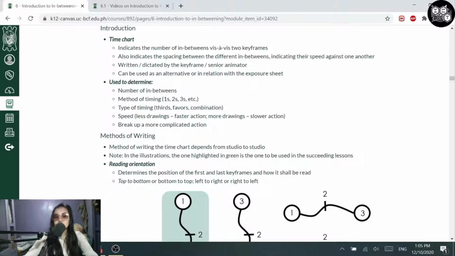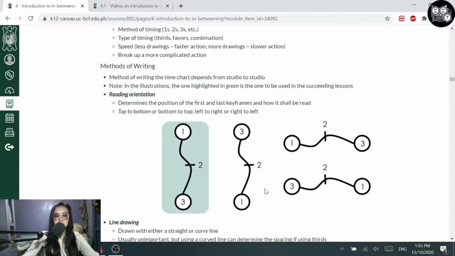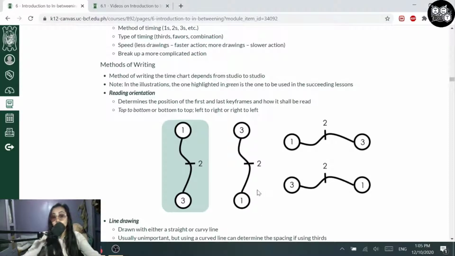And it's also used for you to break up a more complicated action. Later on, you'll be seeing in the examples below that this really long time chart can be divided into smaller time charts, which are then temporary and can be used to guide yourself in creating an animation or in the in-betweening process. Now let's move on to how you're going to write it.